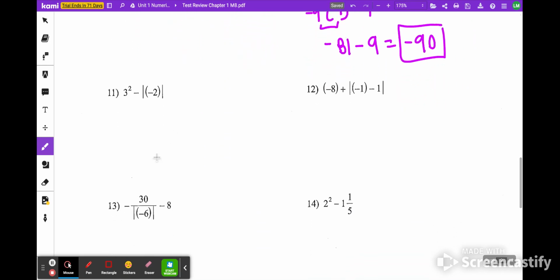Going on, parentheses first for number 11, the absolute value of negative 2 is a positive 2, and I'm also going to solve my 3 squared. 3 squared is 9, so 9 minus 2 is equal to 7.